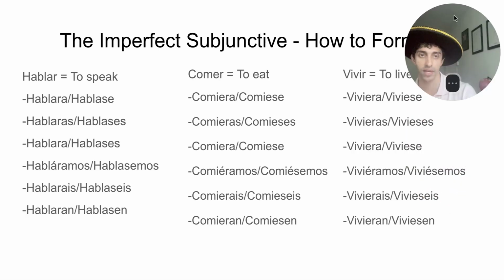Okay, so these are just examples for regular verbs of the formation of the imperfect subjunctive. We've got hablar on the left side, that's a typical AR verb, to speak, comer, to eat, in the middle, which is an ER verb, and vivir, a regular IR verb on the right-hand side, which means to live. You can see for all of this, there's two alternatives because of the two possible endings in the imperfect subjunctive.